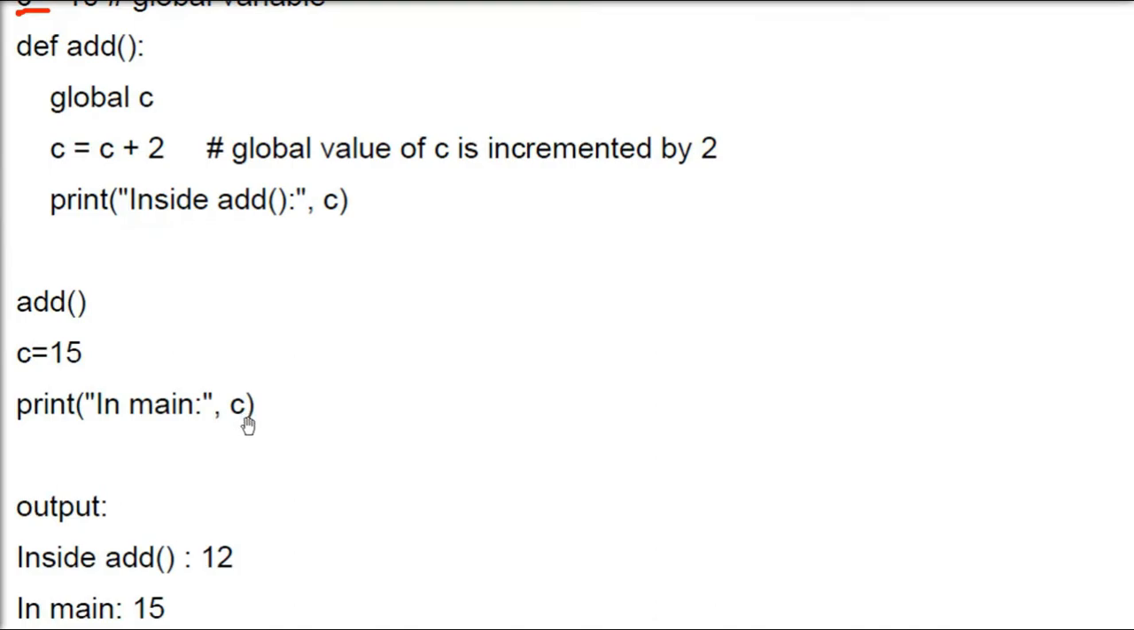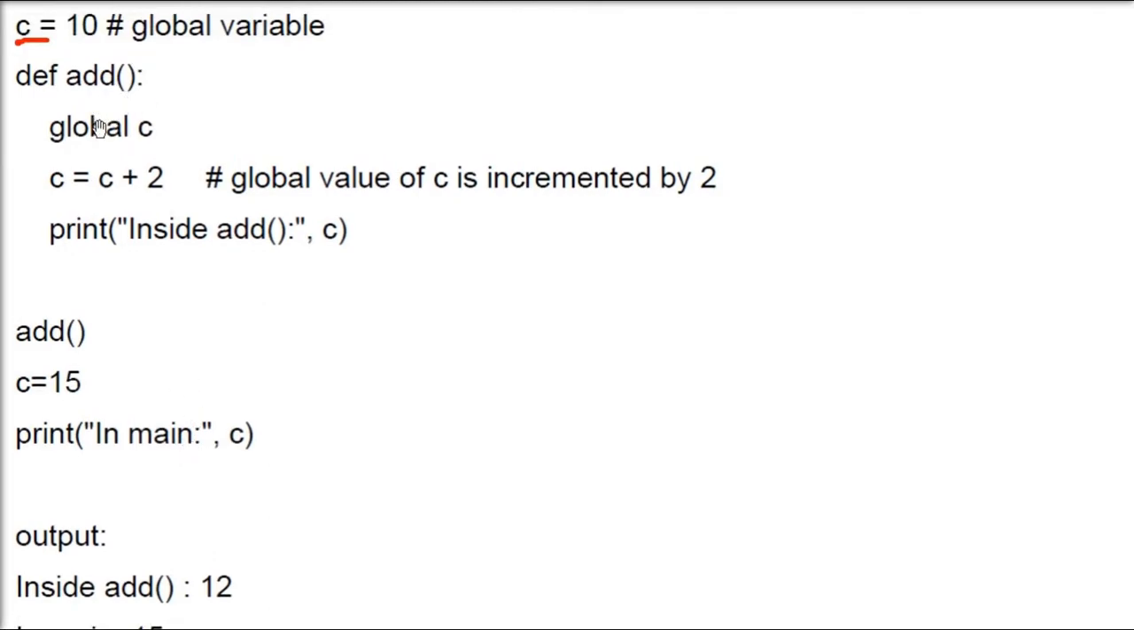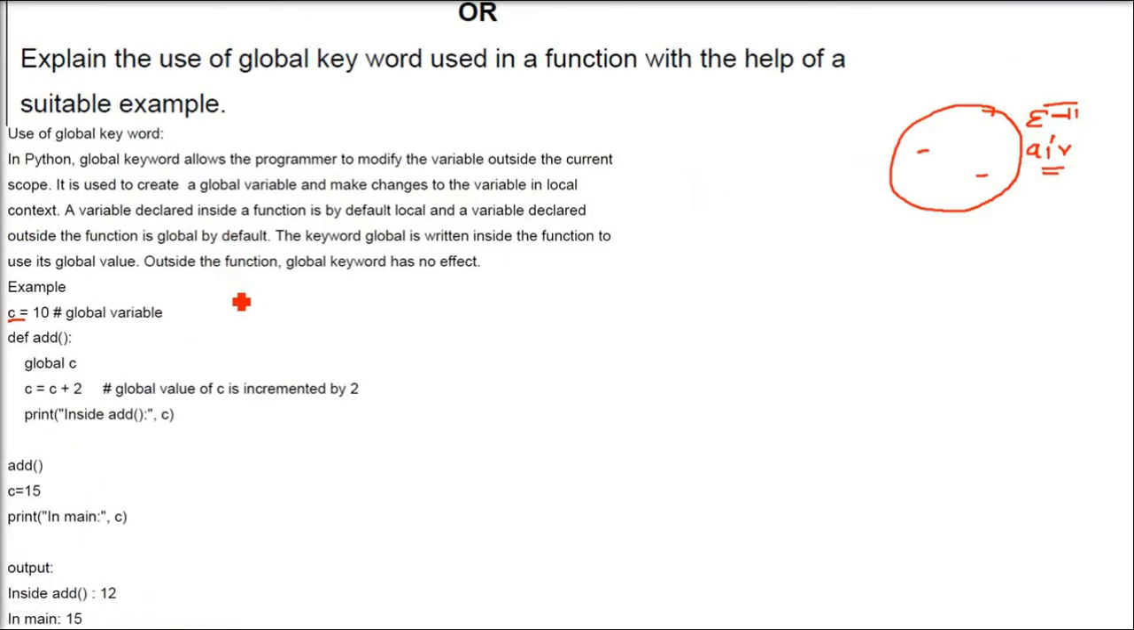It has to come 12, not 15. But we have a very local variable, and a local variable will always have a higher precedence than the global variable. Because if you have specified C equals 15, global will not come here. This C equals 15 will be the actual value. But if you don't specify C equals 15, if you want to print C anywhere, it will always be 10.